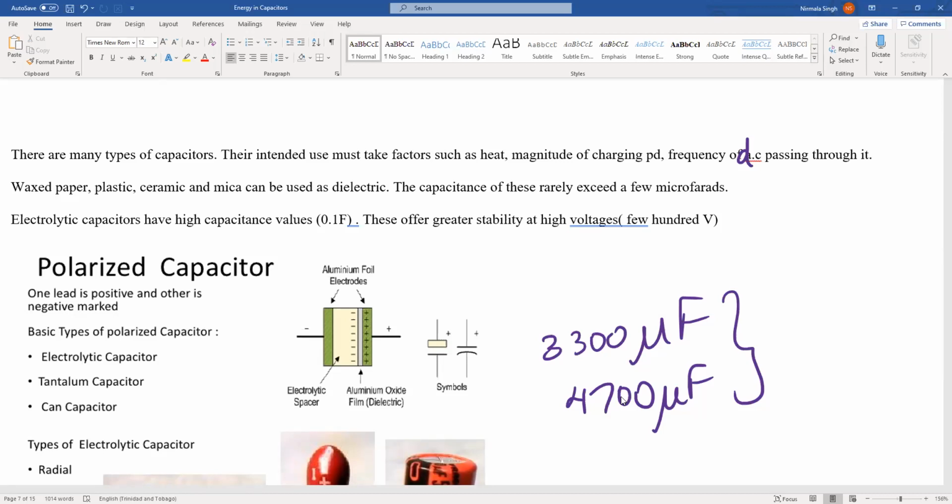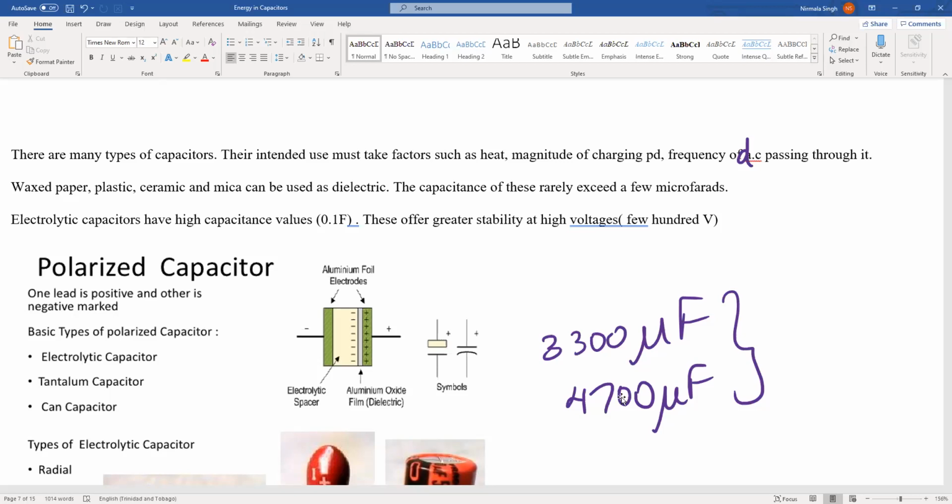So wax, paper, plastic, ceramics, these make very small capacitors, like what you probably need in your phone or your calculator. And if you've never seen a capacitor before, you're going to see what they look like now, and then you're going to think back. You have seen a capacitor sometime in your life. Electrolytic capacitors have high capacitance values, nearly 0.1 farad, and they offer greater stability at high voltages, being a few hundred volts.